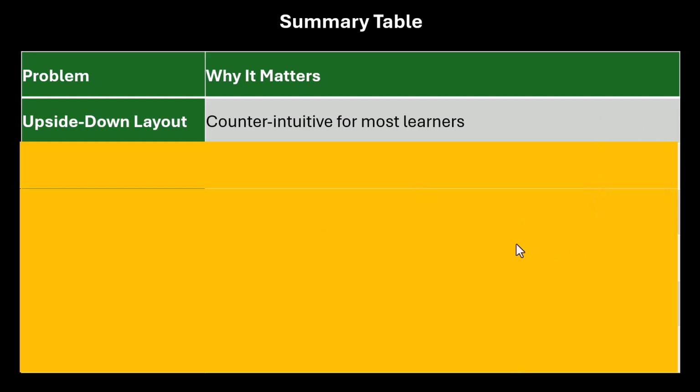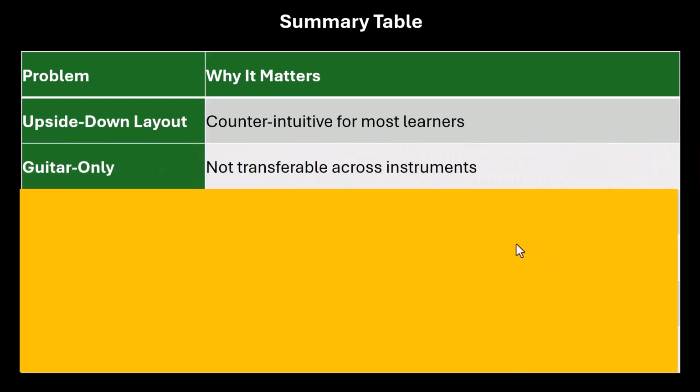So counterintuitive for most learners, meaning we should have the lower heavy E string on top. People will argue against that, but that's the way we've done it for 300 years. Yeah, we don't need to do it anymore because some idiot wrote it down. They weren't an idiot, okay? But they wrote it down that way because they had the guitar tab stuck in their head because they can't get out of piano-centric thinking.